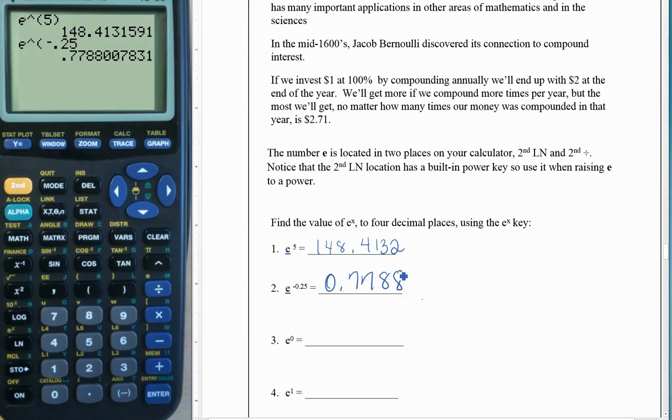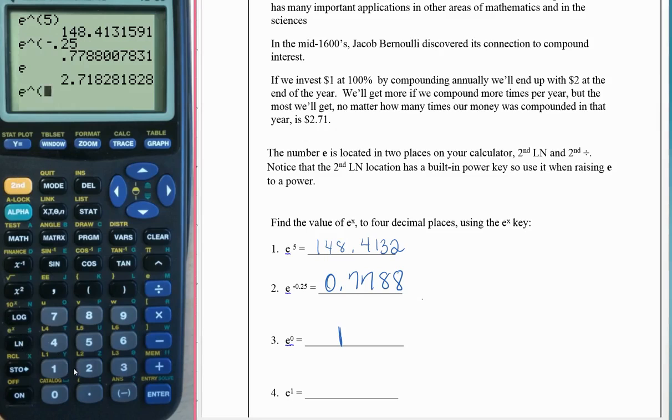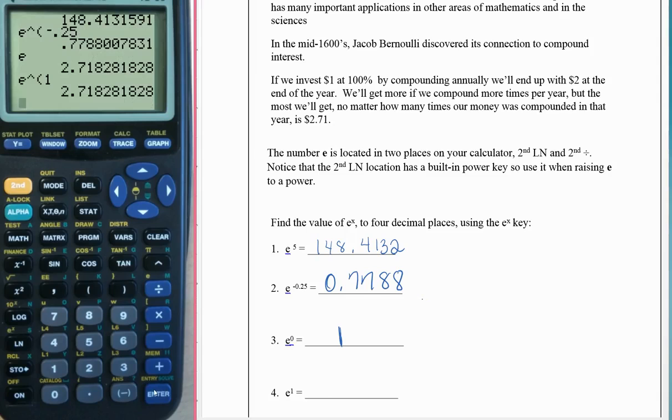So we have 0.7788. Okay, here's one we don't need our calculator for. E to the 0 would be the same as anything else that we take to the 0 power. It's always just 1. And e to the 1st power, well, here's where you could just use that e, you know, the division symbol, okay? Or you could do the one that we've been using and put a 1 in there. And we see that it is approximately, like we've said, 2.7183.